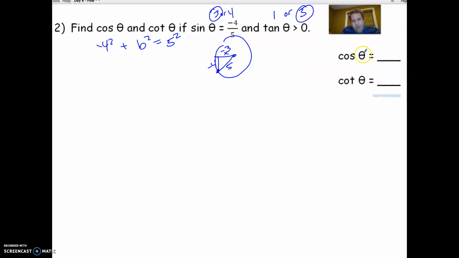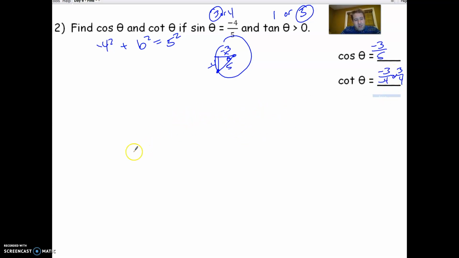Okay, so how do I find these? Cosine of theta, so here's our theta, would be negative 3 over 5. And then cotangent, now tangent would be negative 4 over negative 3, but if you flip that, you got negative 3 over negative 4, or just 3 over 4, same thing, because negative divided by a negative is a positive, and voila, I'm done.